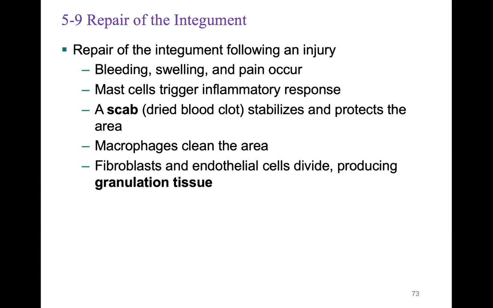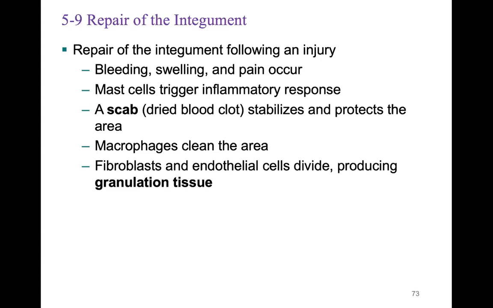Okay, enough of hair and nails there. Repair to the integument following injury, such as bleeding, swelling, and pain, will result if you have injury to the integument. Mast cells: when you damage tissue, you're going to trigger an inflammatory response. This is essentially because those damaged cells start releasing chemicals which will trigger certain immune cells to cause other cells to sort of amplify up the whole response.